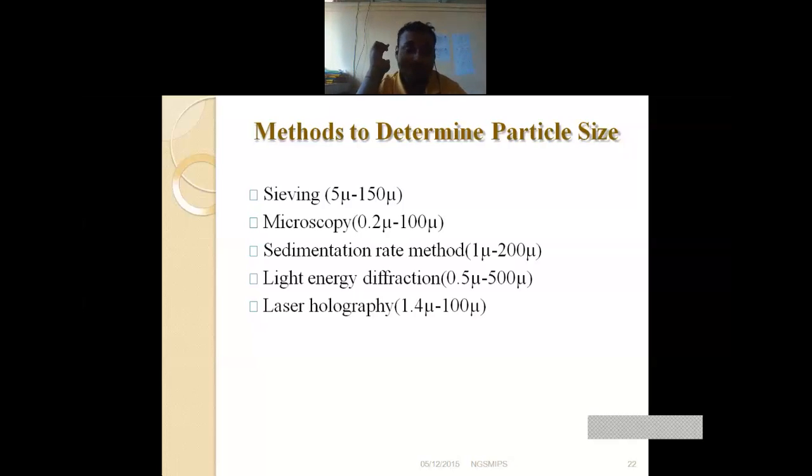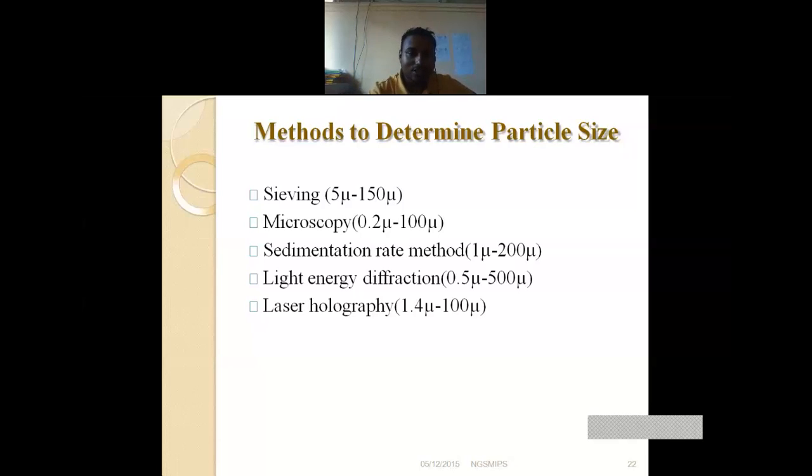Now you may have some confusion. The sieving method is 5 micron to 150 micron, but in the case of microscopy, it is 0.2 micron to 100 micron. For particles between 50 and 150 micron, you can use both sieving and microscopy. Understood my point? Have you understood my point? Yes, sir.